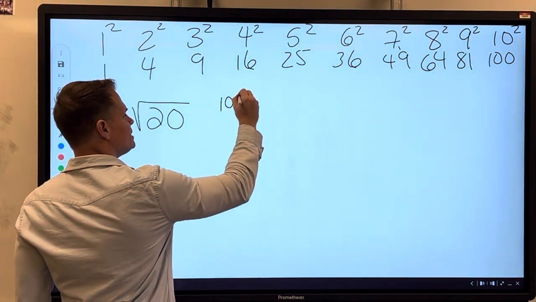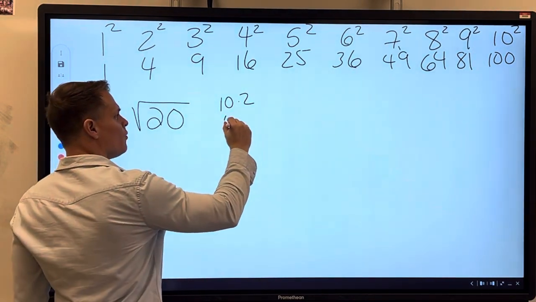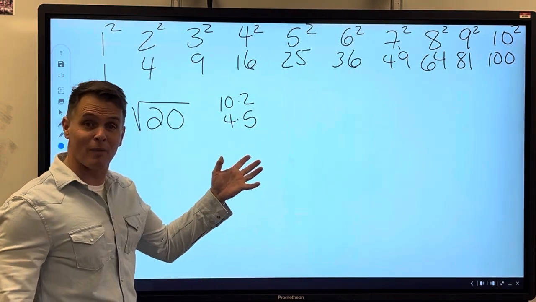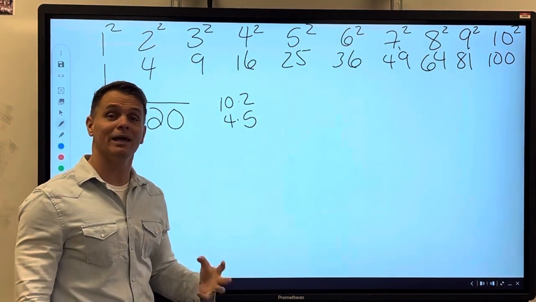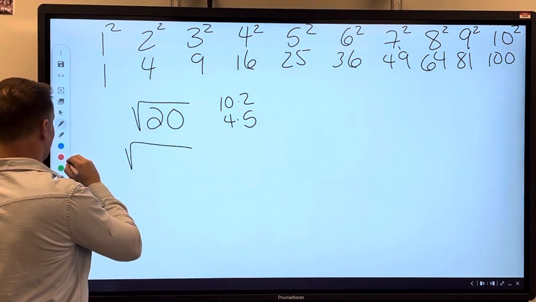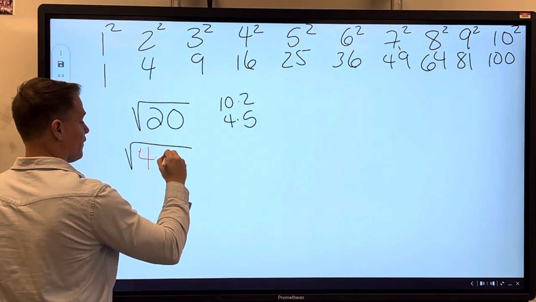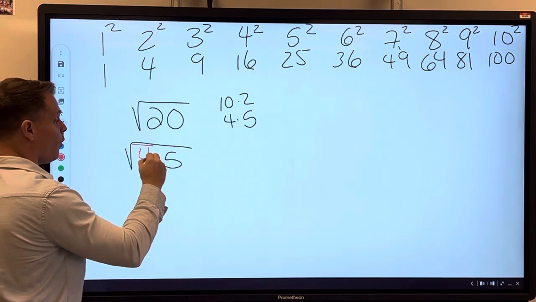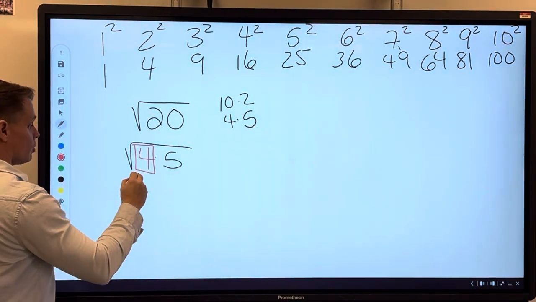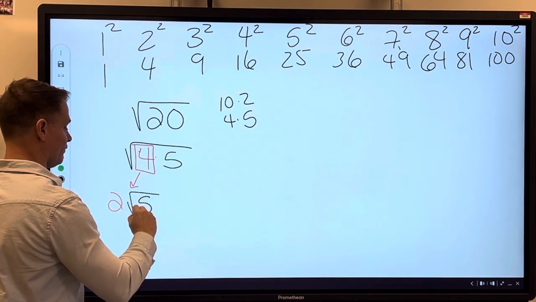So for example, 10 times 2 is 20, but also 4 times 5 is 20. 4 and 5 is better for us because 4 is the biggest perfect square factor. So I'm going to write 4 times 5. Now the square root of 4, we know, is 2. So I'm going to write this 2 on the outside times the square root of 5.